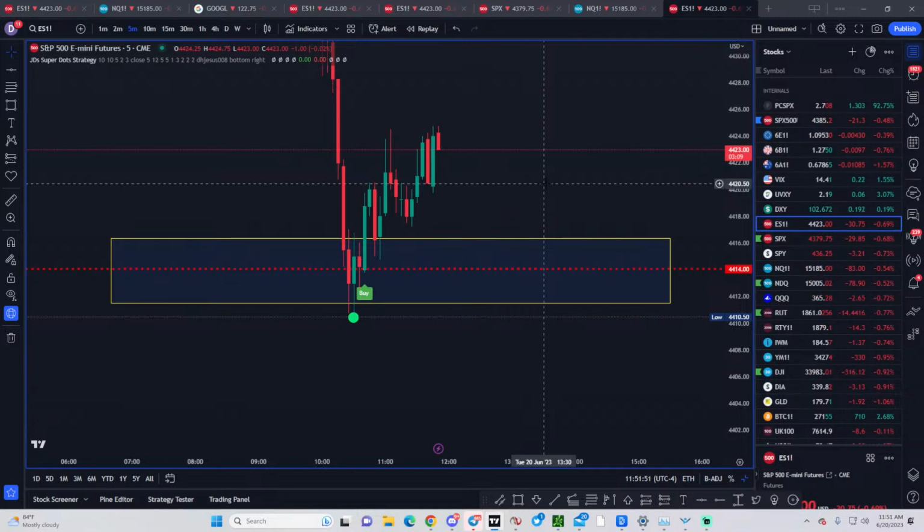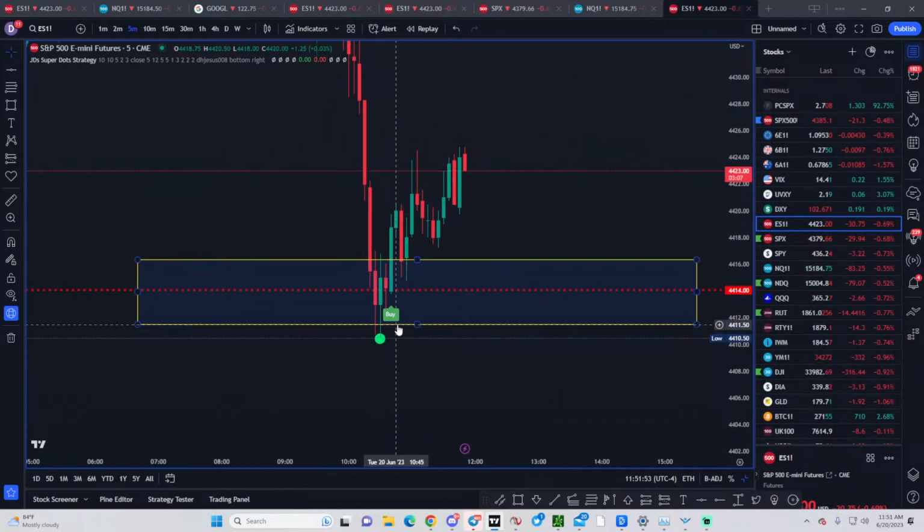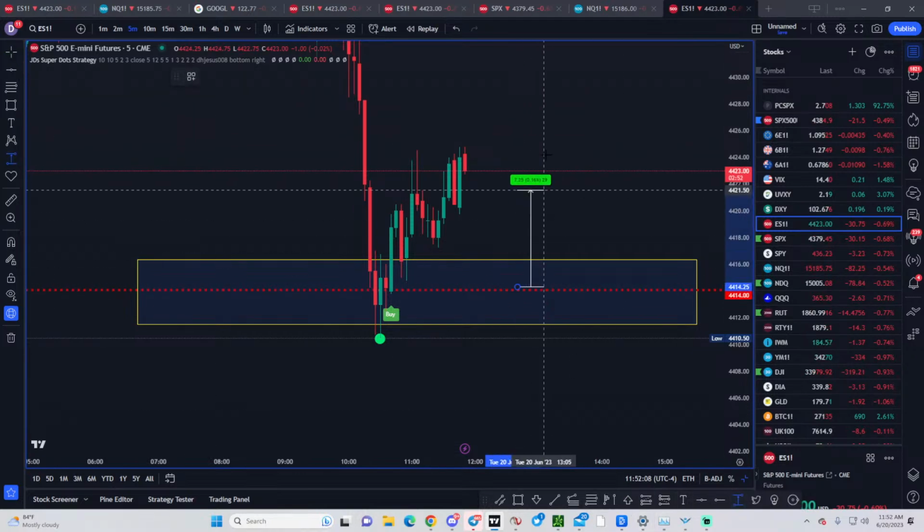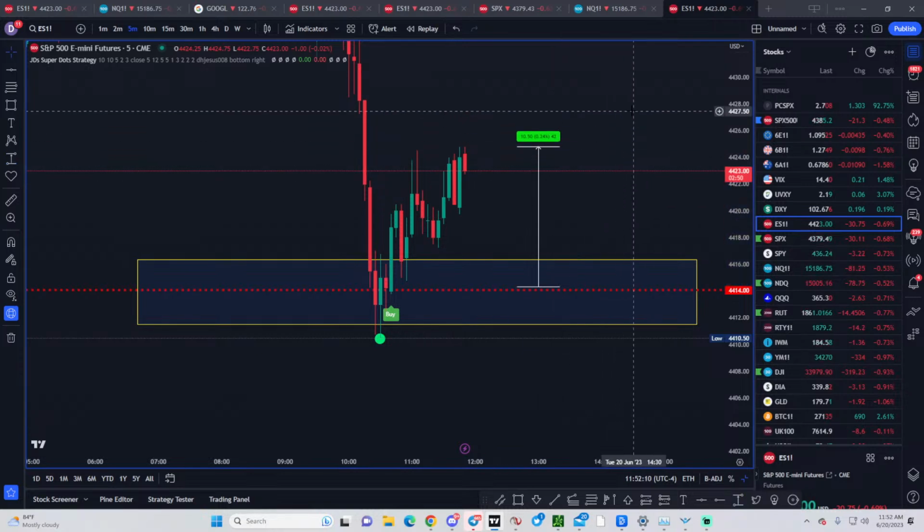You're right here. So from the weekly plan perspective, you're taking a long from here on some sort of confirmation. The confirmation can be from a dot with a buy signal, which is right here. It triggered at 44.14. And from 44.14, you can see how it delivered a bounce. It's 10 and a half points.